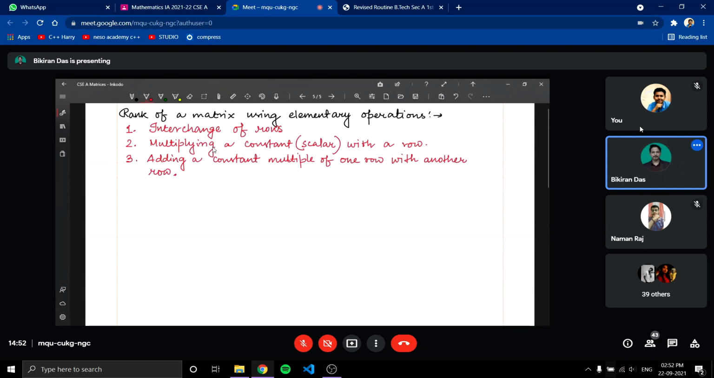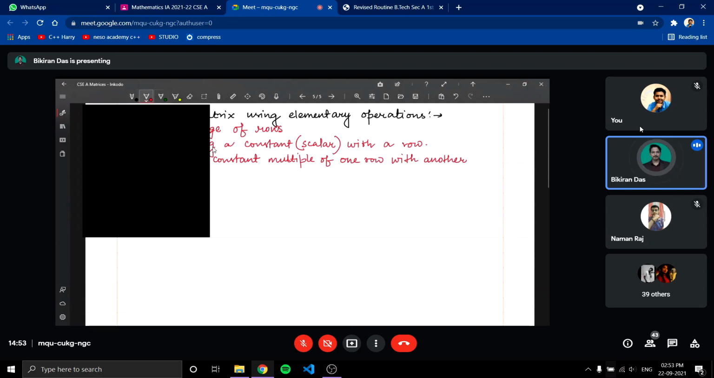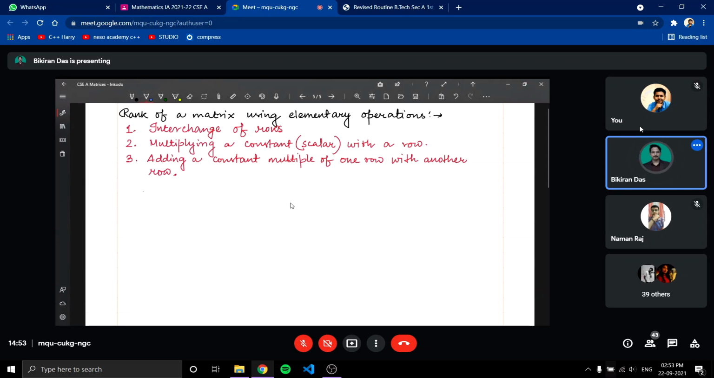Now, why are these called elementary operations? These are called elementary operations because if you do these three operations on a matrix, the property of the matrix does not change. Now you can ask why it will not change. So let us take an example. Suppose you are given a system of equations, x plus y equal to 1 and x minus y equals 2. A simple system of equations in two variables. This is number 1 and this is number 2.